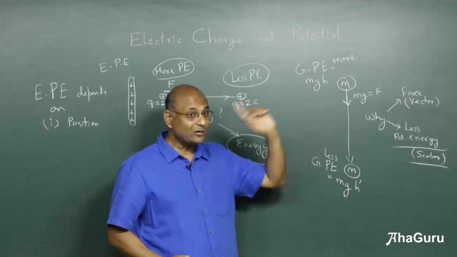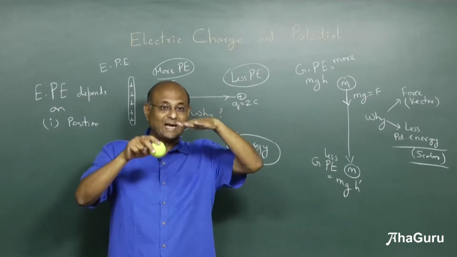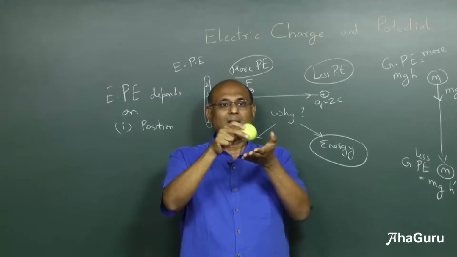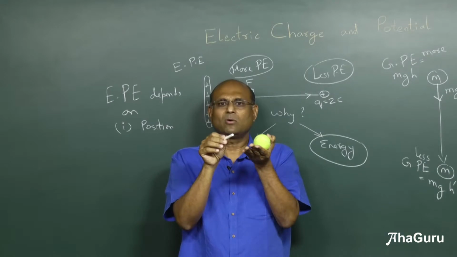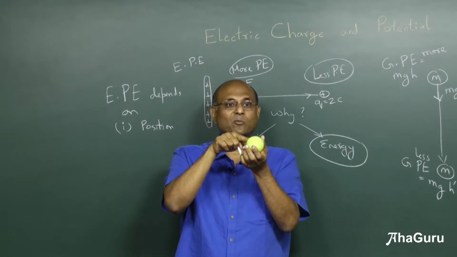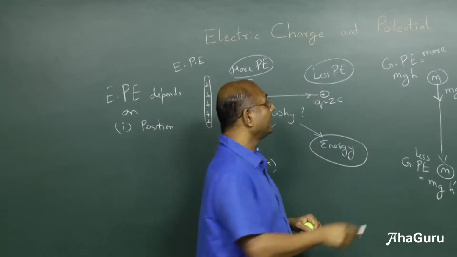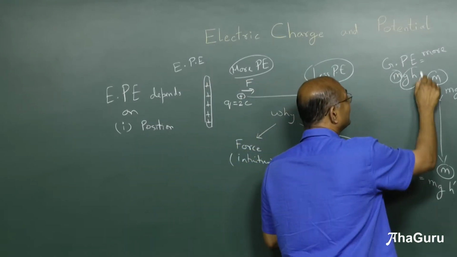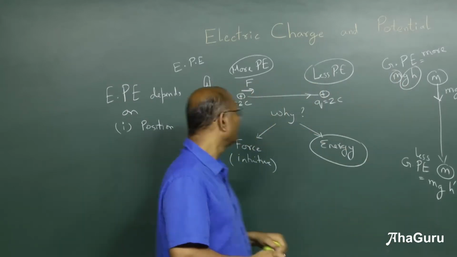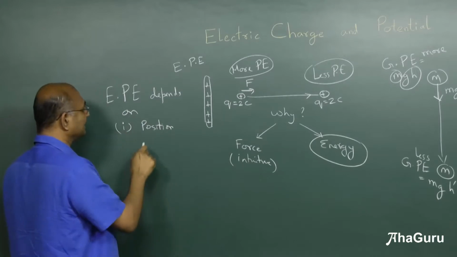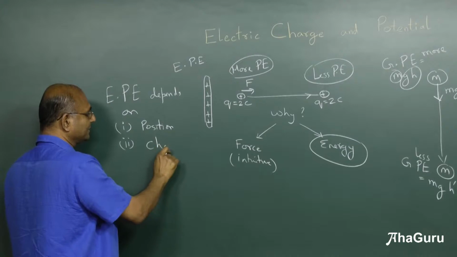But does this also depend on mass? Yes. So at this height, this ball and this chalk piece, do you think they both have the same potential energy? No. Which has more? The ball is going to have more. Why? Because the ball has more mass. So at this location, it also depends on mass, it also depends on position. Correct? So the same way, electric potential energy depends on position and also depends on charge.